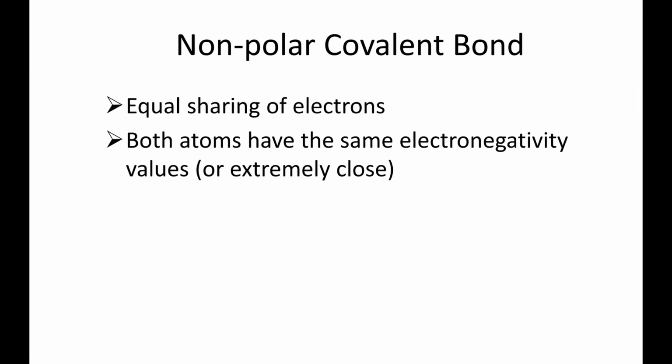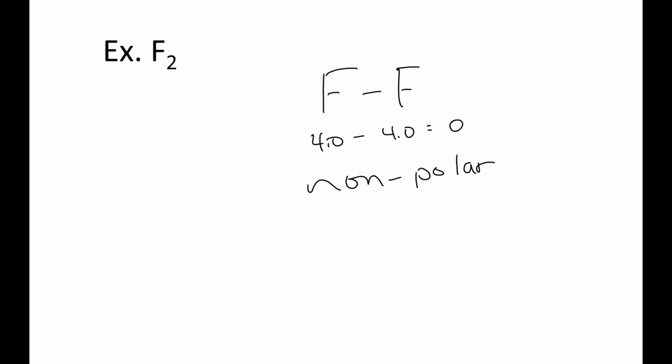Okay, let's look at nonpolar covalent bonds. They are the equal sharing of electrons. Both atoms have the same electronegativity values or extremely close. Usually, this means they're the same one, but not always. So, let's look at F2. Obviously, it's the same atom, so they are going to share the electrons equally. And if you subtract the two numbers, guess what? You get 0. Yay! So anytime you have two of the same atoms, it is always, and I mean always, going to be nonpolar.